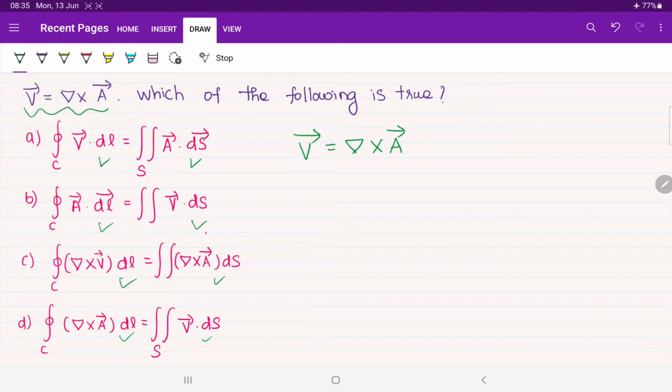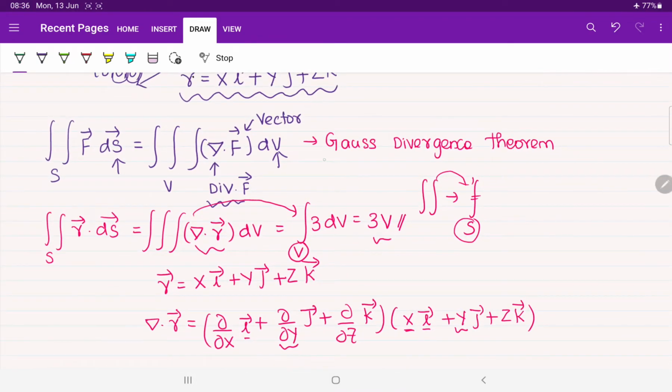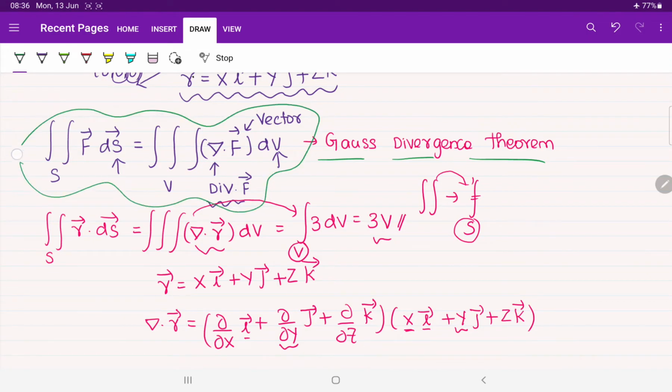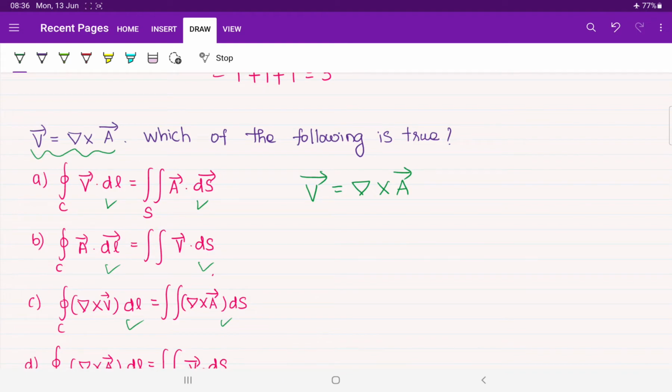Now, we understood line integral to surface integral means we have two theorems: one is Green's theorem, another one is Stokes theorem. Because the divergence theorem basically deals with surface to volume. In the last class also we observed this Gauss divergence theorem, which deals with the surface integral and volume integral. So we are not going to consider the Gauss divergence theorem here because we are not bringing the relation between surface to volume. Here all the given options are line to surface.